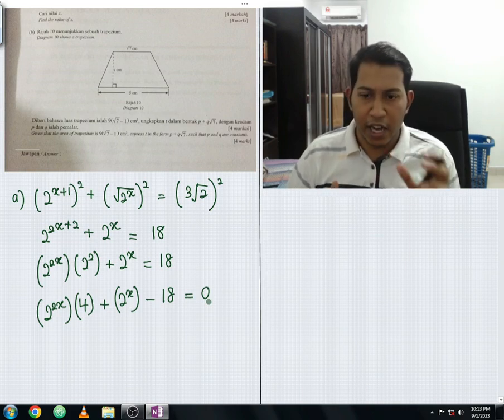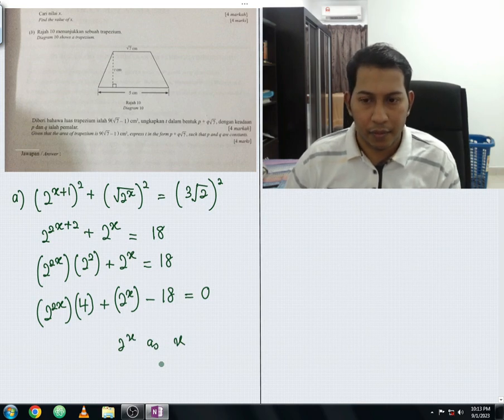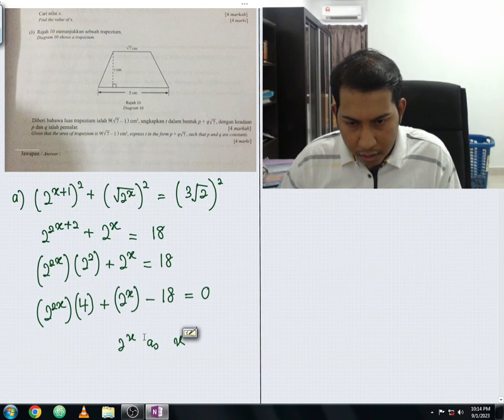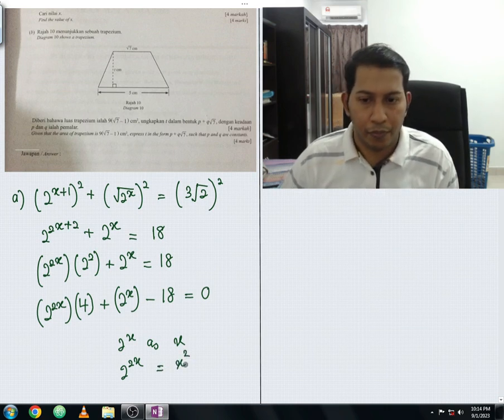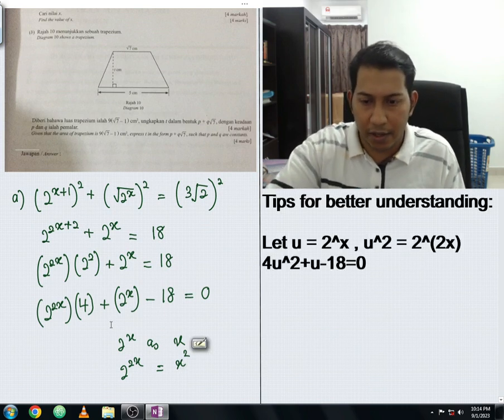Okay, so now we can literally treat 2 to the power of x as the letter x itself. Which means 2 to the power of x is x, whereas 2 to the power of 2x will be x squared. You can understand what I mean or not? That concept you're going to apply over here.